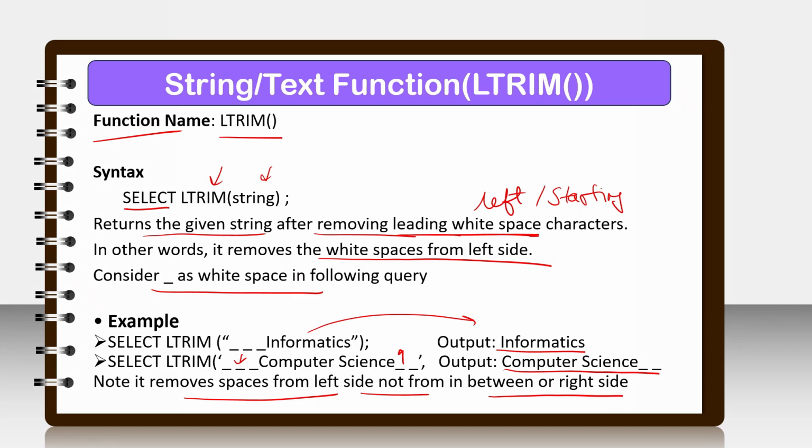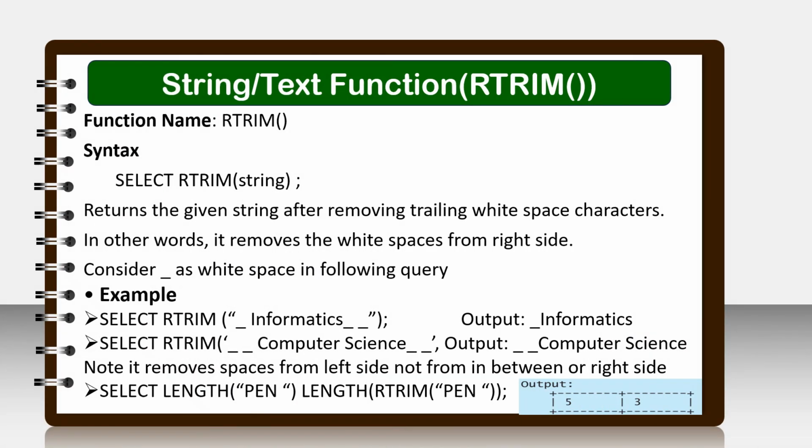Next is RTRIM. RTRIM removes spaces from the right side, or removes trailing spaces. Trailing means ending or right side spaces. So here it will remove these spaces, not these. Here you can see the output. Same way here also it does not remove spaces from between. It will just remove the spaces from this side, not this side. Note it removes spaces from the right side, not from in between.